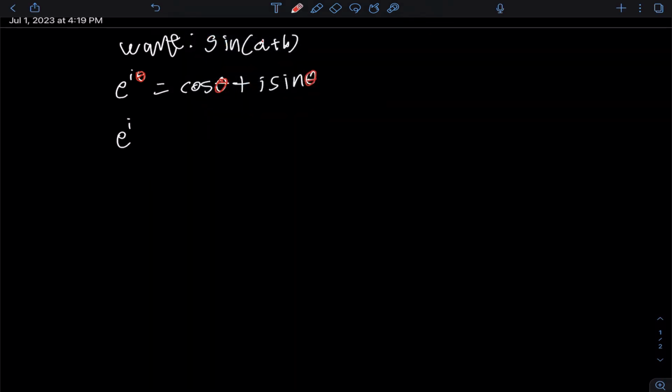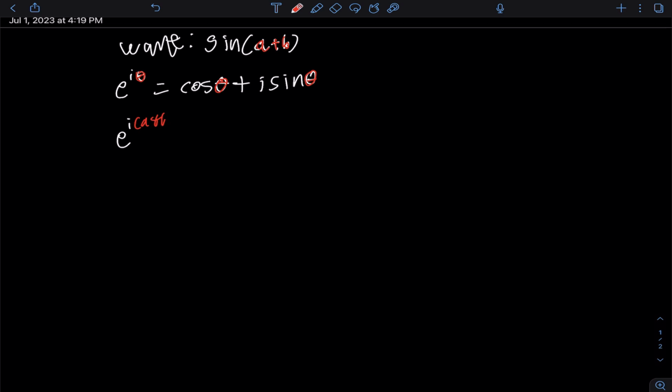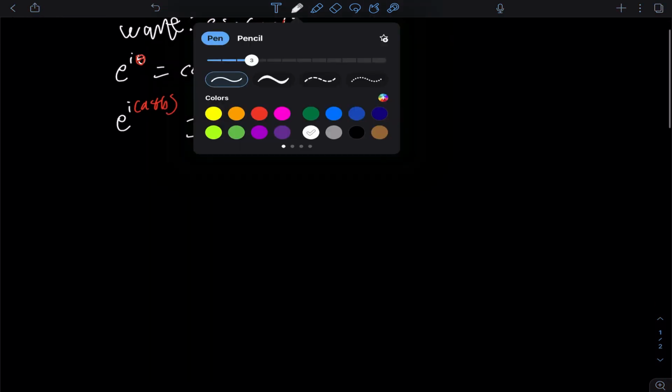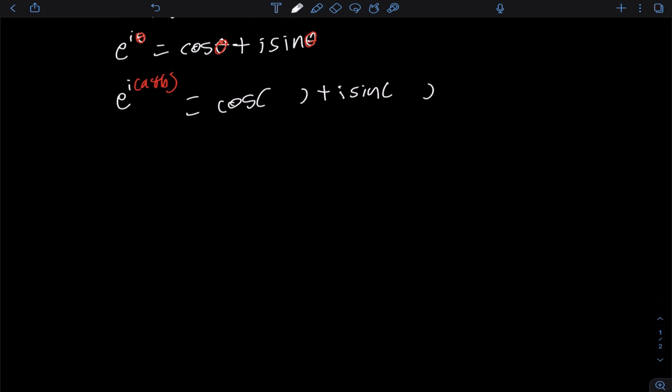So our angle here is our a plus b. Let's say now we have e to the i(a plus b). Then, of course, using Euler's identity, that's going to equal the cosine of a plus b, so I'll write it like this, plus i sine of a plus b. So from here, where do we go?